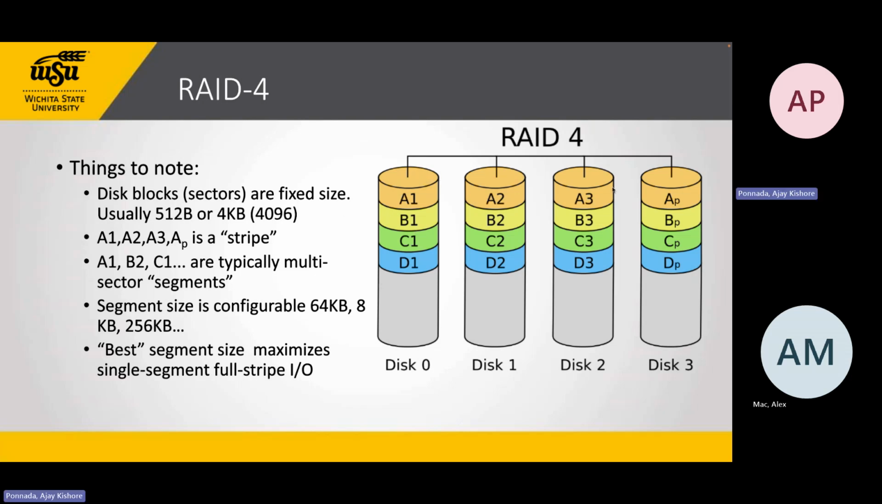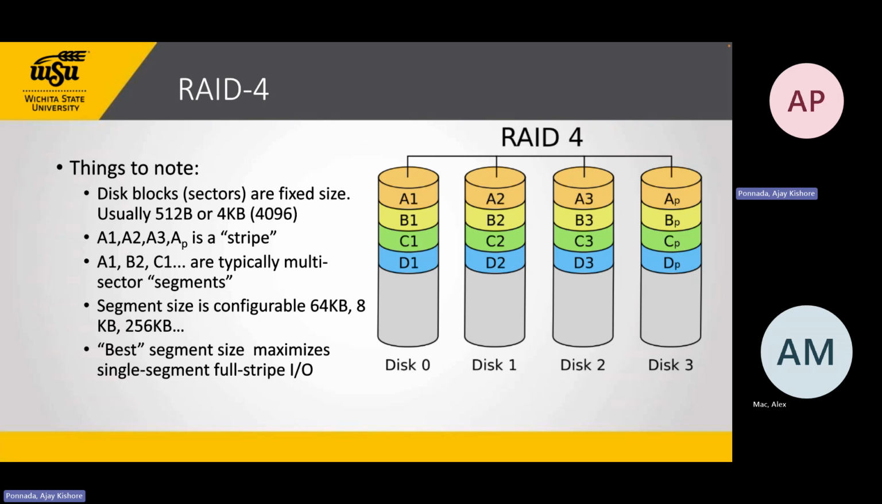So A1, A2, A3, AP is a stripe. B1, B2, B3, BP is a stripe. These are the stripes. And then segments: each one is a segment, so A1, B1, or C2. These are called segments. A1, B2, C1 are typically multi-sector segments. Segment size is configurable: 64 KB, 8 KB, 256 KB. So we can configure the segment sizes.